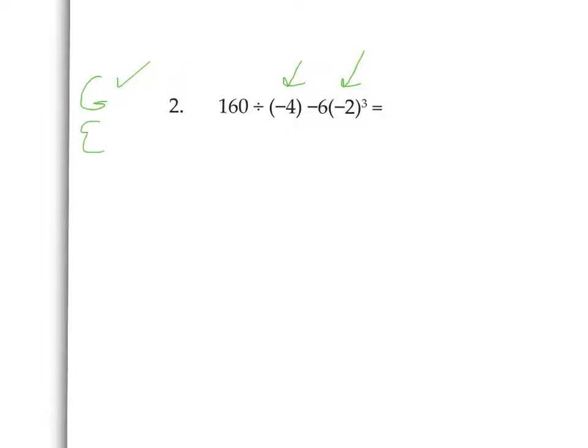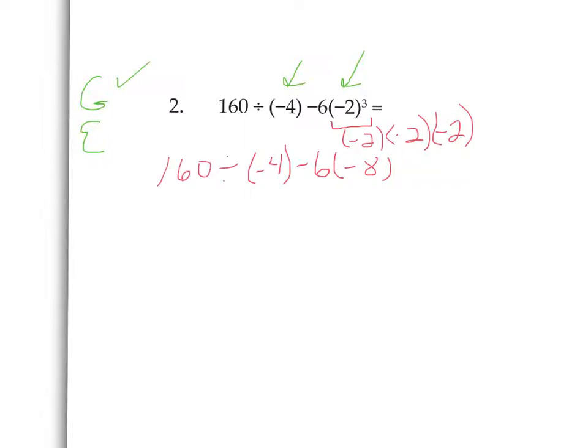The next step would be exponents. And here we have an exponent right here, don't we? So we have a cube, and that cube is on the parentheses. So we know that everything in that parentheses is going to get cubed. So that's going to be negative 2 times negative 2 times negative 2, which makes negative 8. And then I'm going to pull everything down that I haven't used yet. This is the way you work order of operations. You rewrite everything that you haven't used.